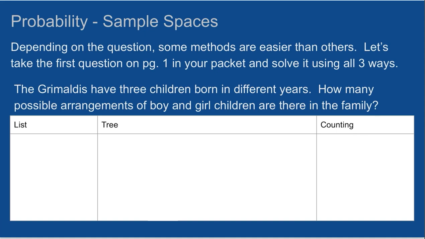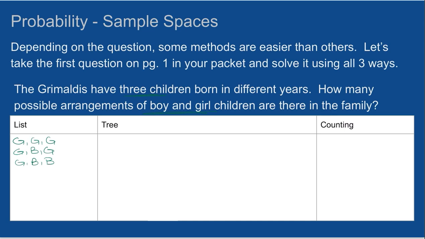Before the Grimaldis, they have 3 children born in different years. How many possible arrangements of boy and girl children are there in the family? So we're looking at birth order, right? Well, if we're going to list, we've got 3 different children, boy and girl birth order. So they could have had a girl in the beginning, and then another girl, and then another girl. They could have had a girl, and then a boy, and then a girl. They could have had a girl, and then a boy, and then a boy.